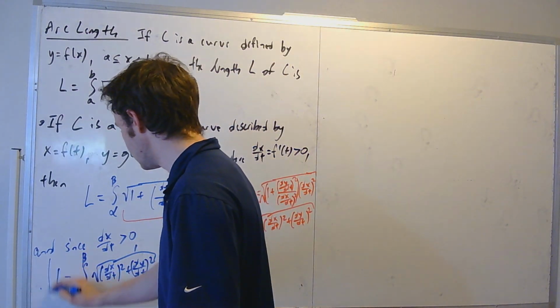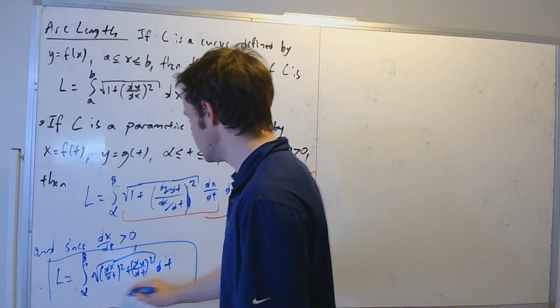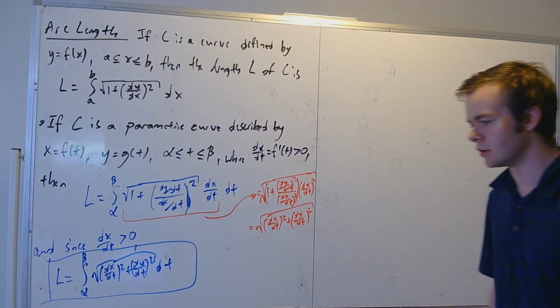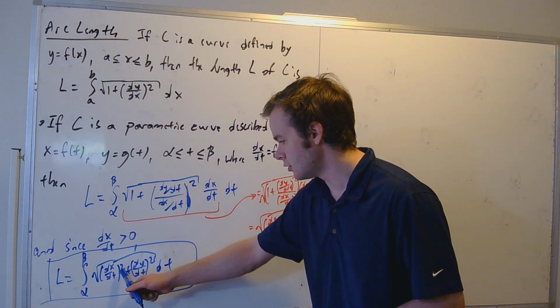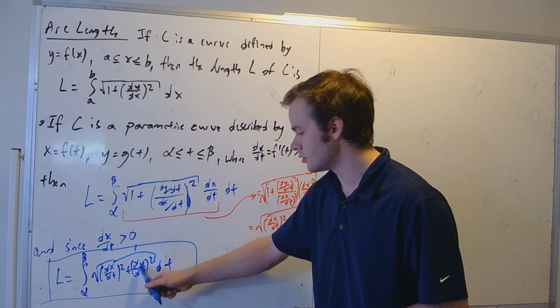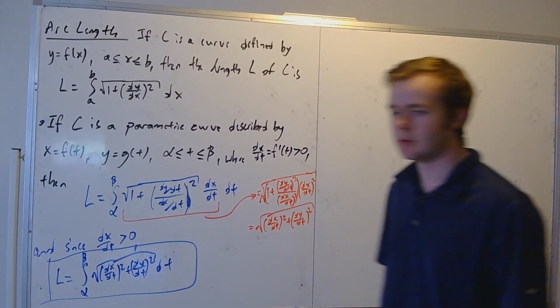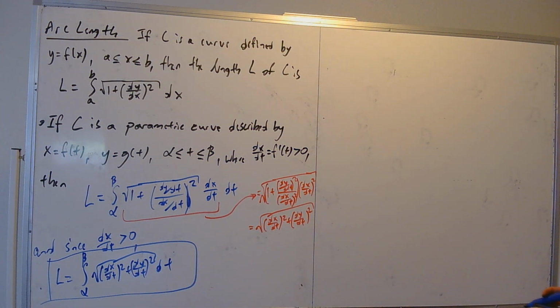Okay, and now this is the equation that we're going to use for arc length. It's just the derivative of x with respect to t squared plus the derivative of y with respect to t squared. Take the square root of the thing and you integrate it. That gives you the arc length.